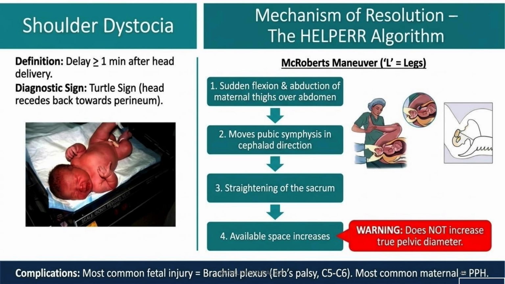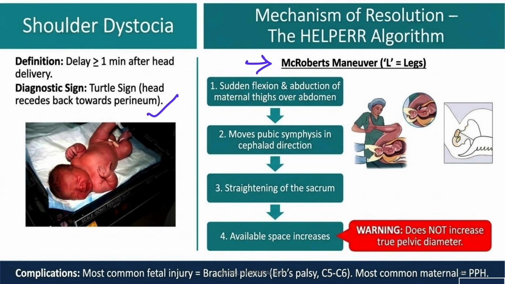Now apart from that, imagine the head comes out but the shoulder is stuck. So automatically what is going to happen is the head is going to recede back. That is what we call the turtle sign. Okay, turtle sign. Next one, how are we going to deliver the baby? Just remember the name, and that is McRoberts maneuver. Okay, McRoberts maneuver.